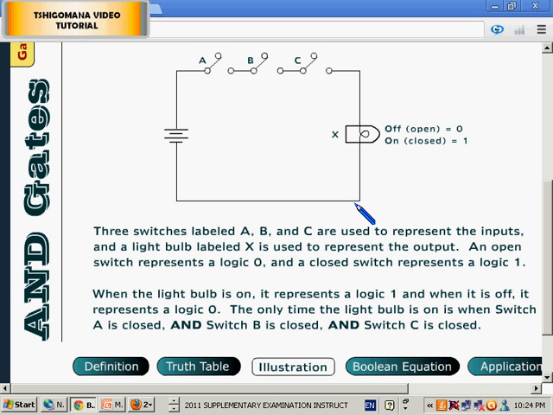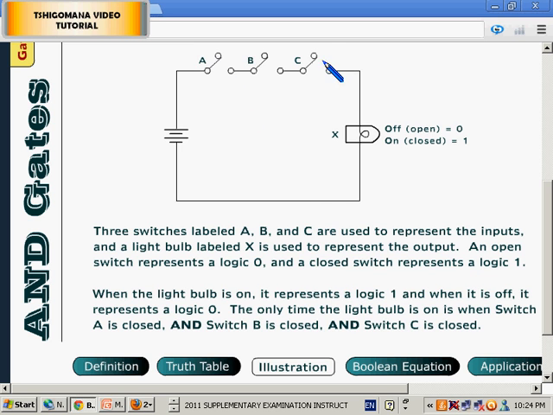Now, the illustration that we can use here for the AND gates, we'll take 3 switches. The 3 switches are labeled A, B, and C. These A, B, and C are used to represent the inputs. They are representing the inputs. And a light bulb labeled X is used to represent the output.